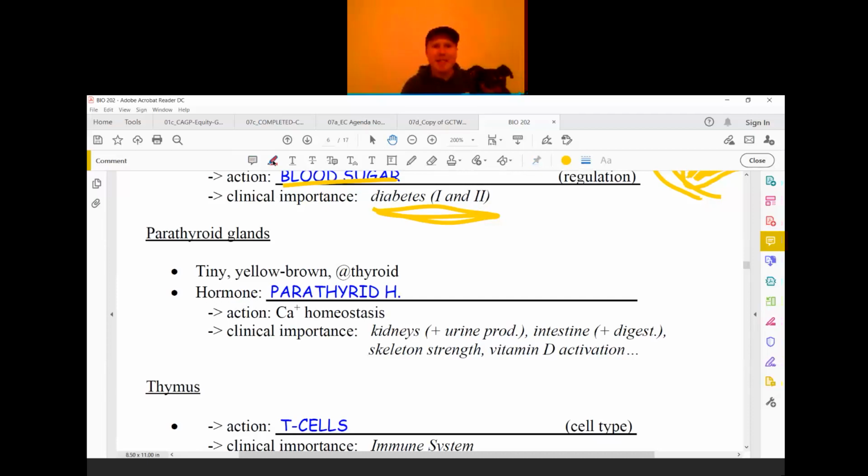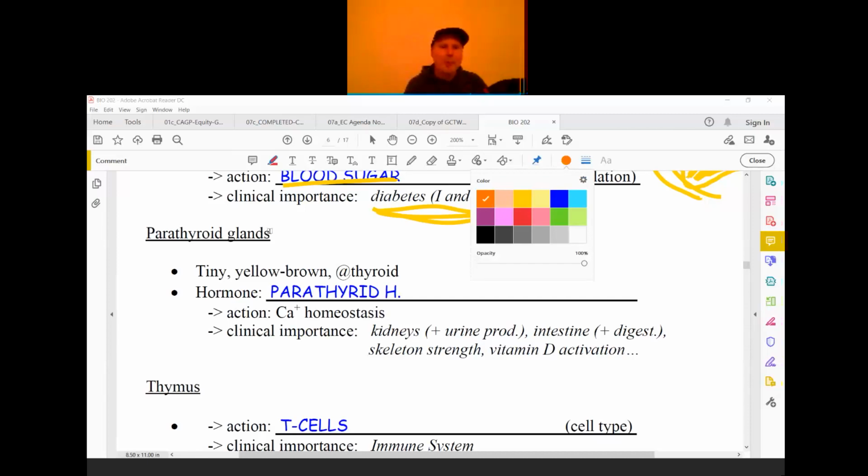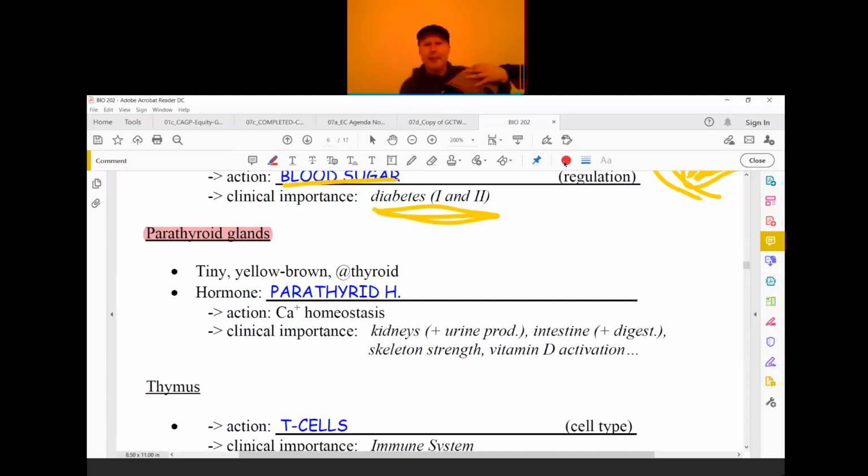This looks better. So they're these tiny yellowish, yellow-brown glands on the thyroid gland. But if you don't take it easy, I can't let you go. You've been so naughty.